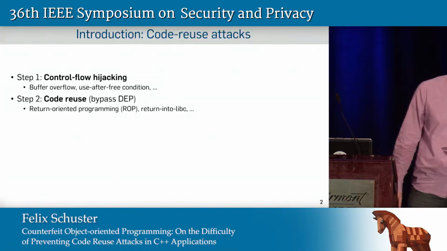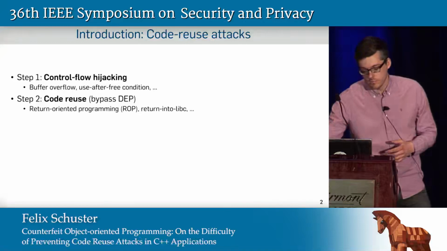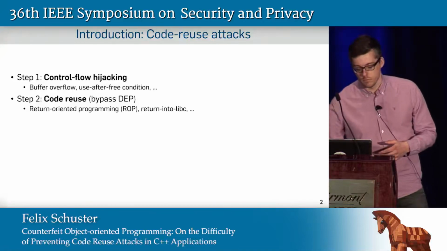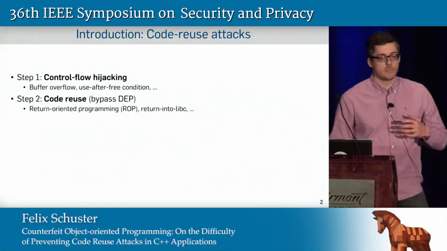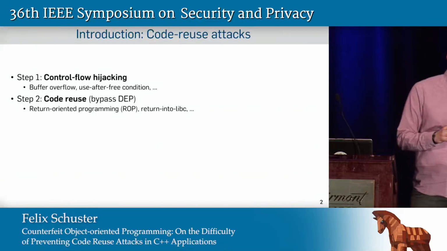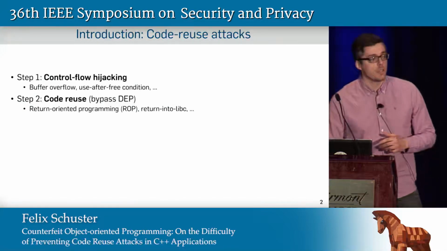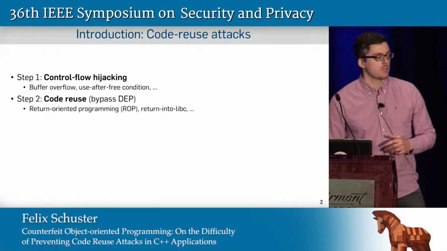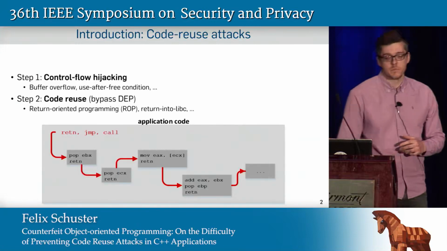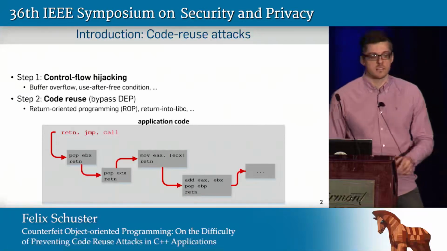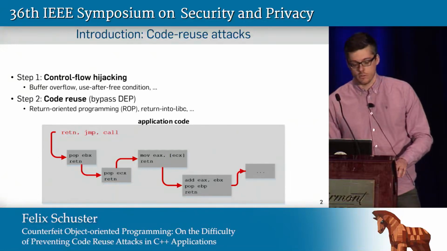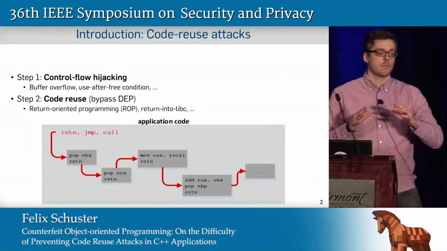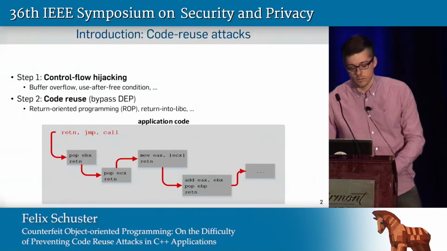The purpose of the code reuse step is to bypass data execution prevention mainly, and probably the most widely used technique here is return-oriented programming. In the code reuse step, the attacker reuses existing pieces of code that are available in an application's address space and pieces them together such that some malicious computation is performed. For example, in ROP, the attacker injects a fake stack and then pivots the stack pointer to the stack, such that short chunks of code are chained together, ending in returns, such that some malicious computation is performed.